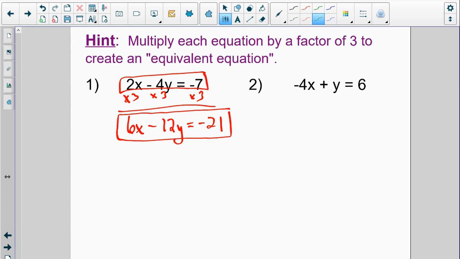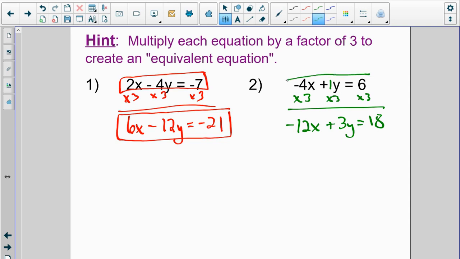So I'm going to do the same thing to the other equation, just so you have another example. And I could have multiplied by anything other than 3. I'm just using 3 as an example. So if I multiply the second equation times 3, I would get, let's see, negative 12x, since negative 4x times 3 is negative 12x. Y times 3, remember that's like a 1y times 3, is positive 3y. And then 6 times 3 is 18. So the equation I started with and the equation I ended with are what we would call equivalent equations.